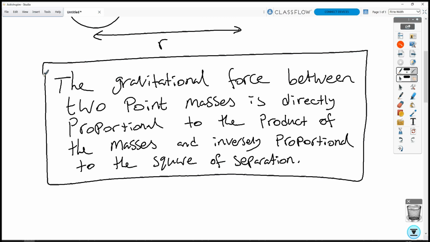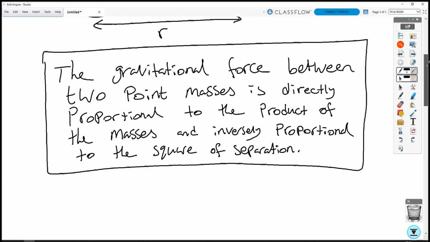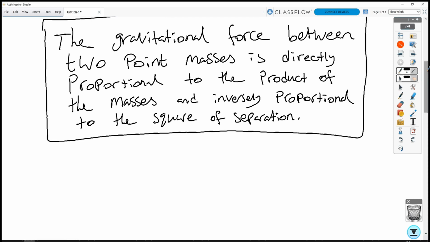So first of all, these two masses exert a force on each other. It will be an equal and opposite force. We call this the gravitational force. And the force between these 2 point masses, so we will extract an equation out of this, F, is directly proportional to, so we write the proportionality symbol, the product of the masses. So the product of the masses means multiply M1 by M2. And inversely proportional to the square of separation. That means it's proportional to 1 over r squared.